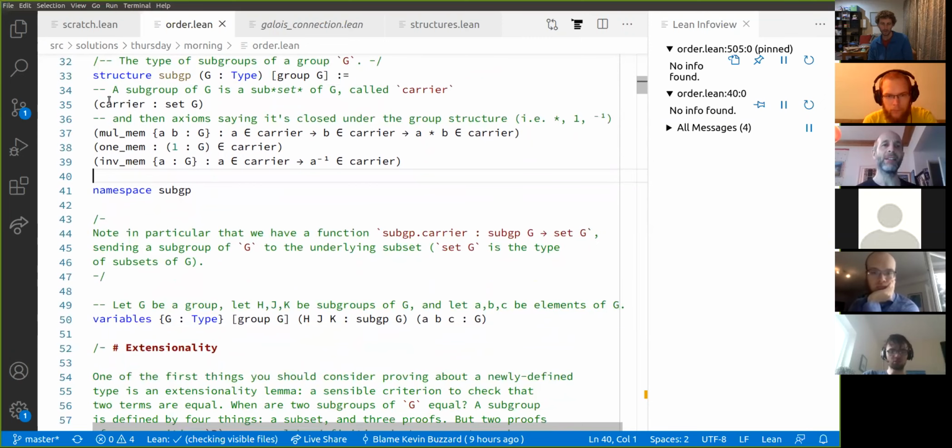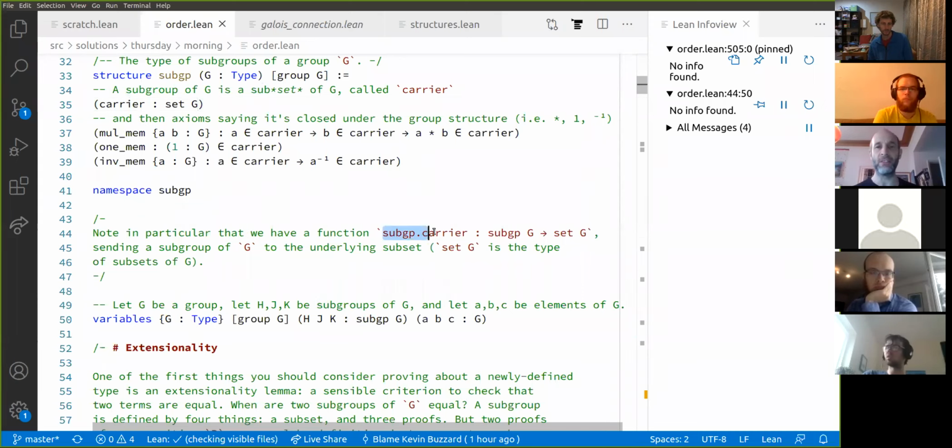And this carrier thing, as a mathematician, you kind of forget, right? You say, let H be a subgroup of G, and then you talk about H as being a set, because H is a set that satisfies some axioms. Because we've bundled everything, if H has type subgroup G, then H isn't actually a set, right? H is a quadruple. H is 4 things. It's a set and 3 proofs. And so we're thinking about this very carefully.